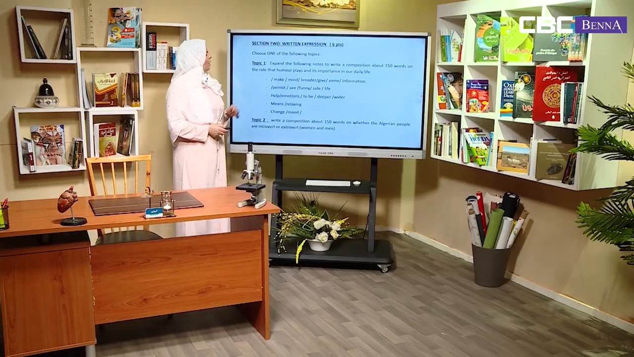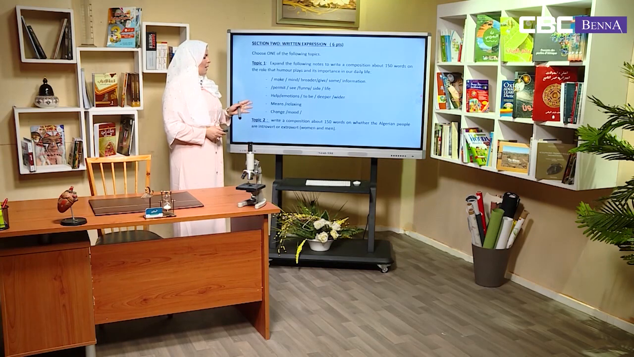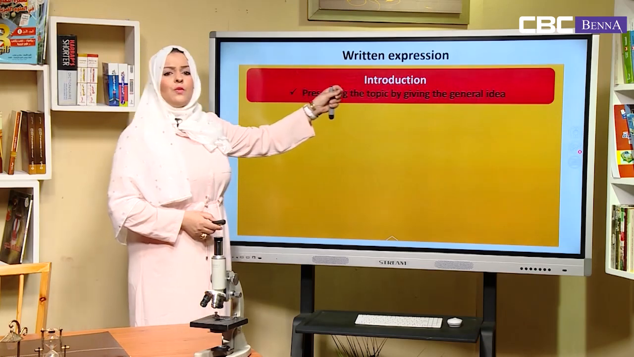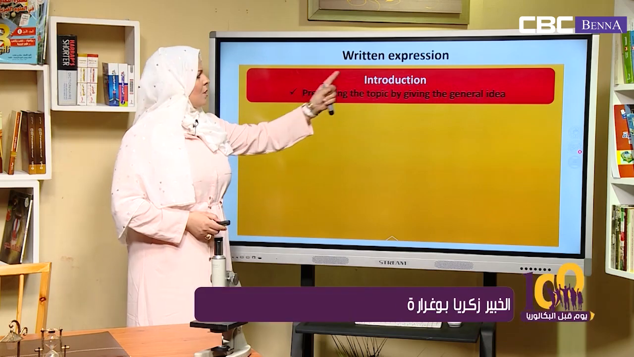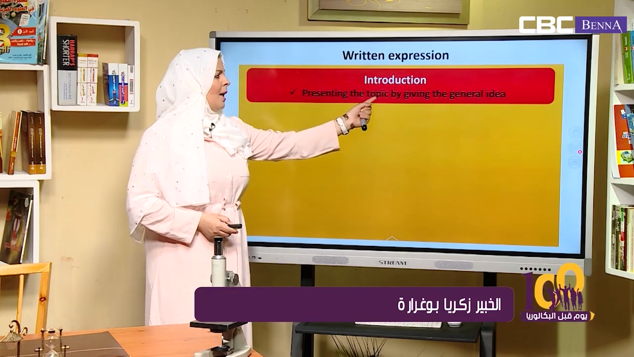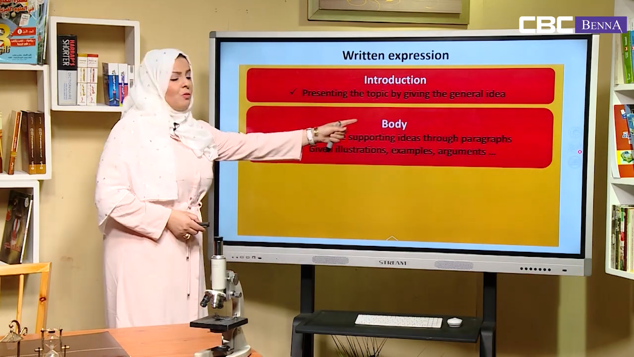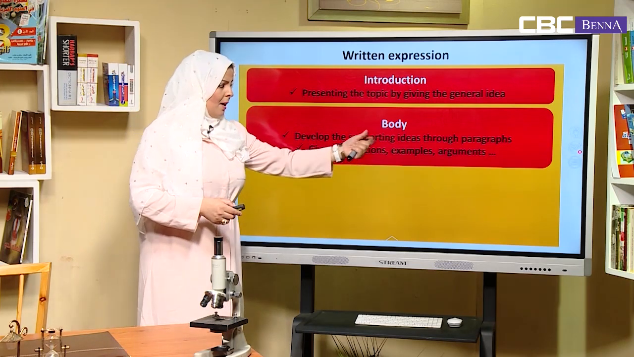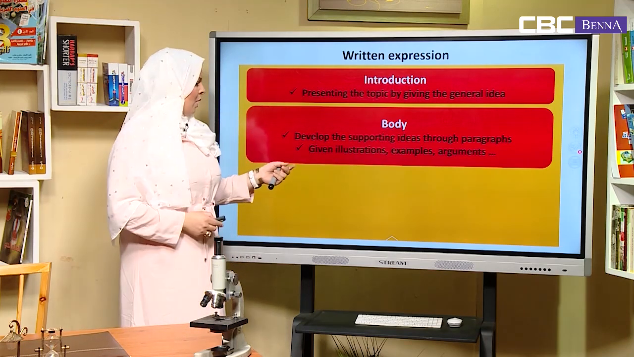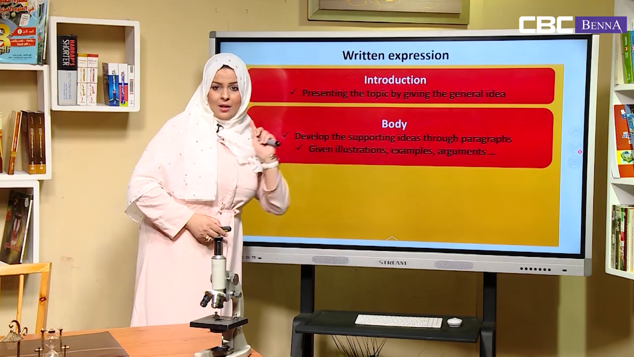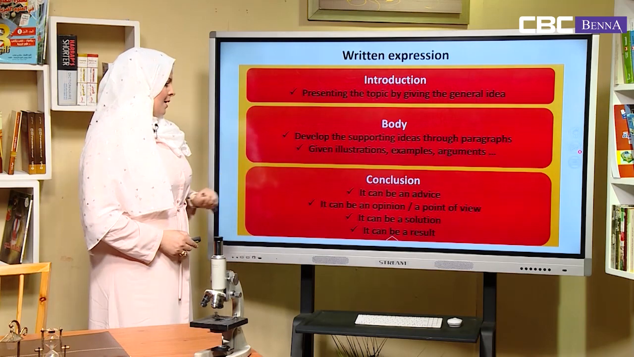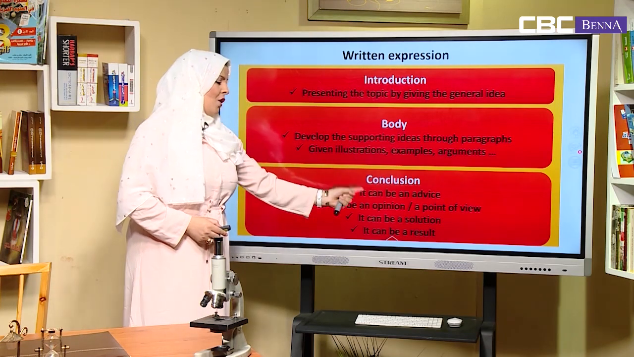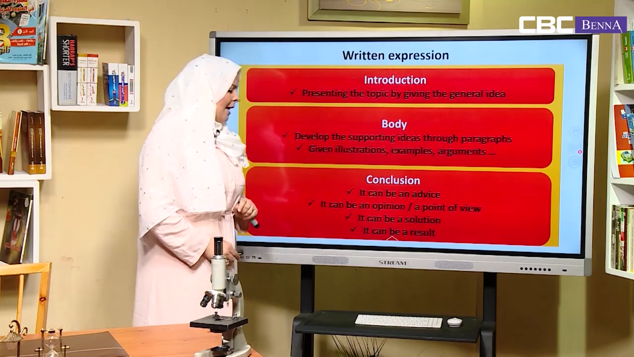We are going to move to our written expression, which is the second part. Here, I want first to start by giving you some steps. First of all, in order to write an essay or a paragraph, you have to start with the introduction, in which you present the topic by giving the general idea. Later, you move to the body, or the development, in which you will have supporting ideas. You develop them through paragraphs or one paragraph according to you, and give illustrations. Sometimes you need examples and arguments to defend your subject. And the last thing is the conclusion. It can be an advice, an opinion, a point of view, a solution or a result.